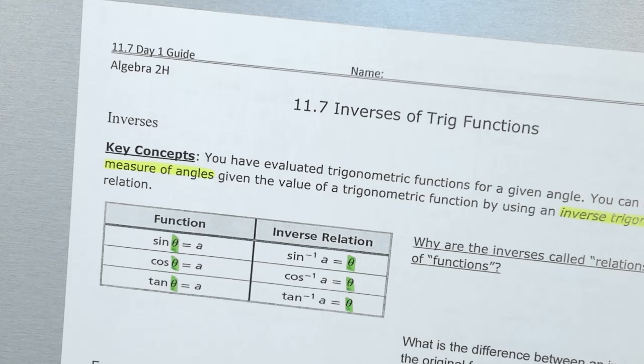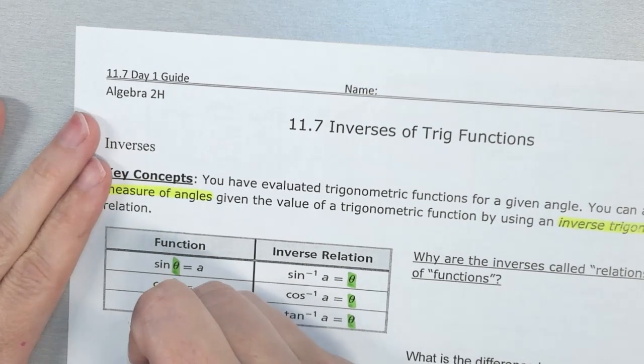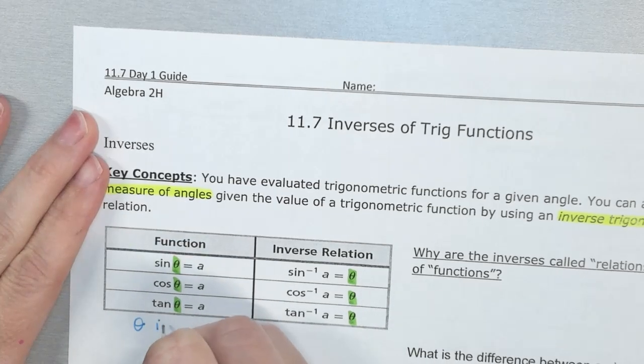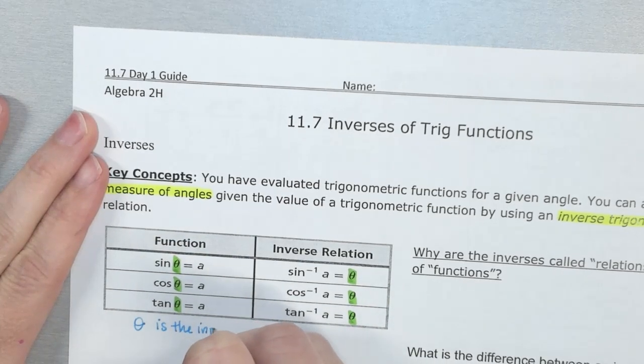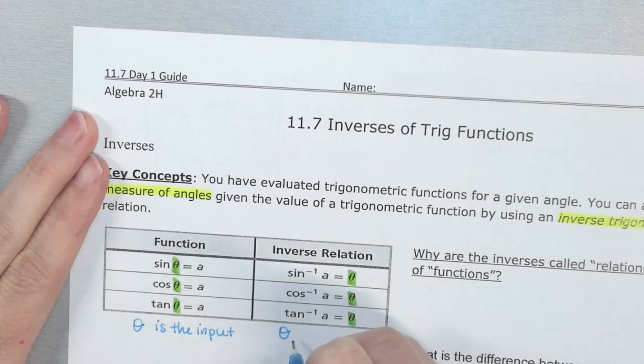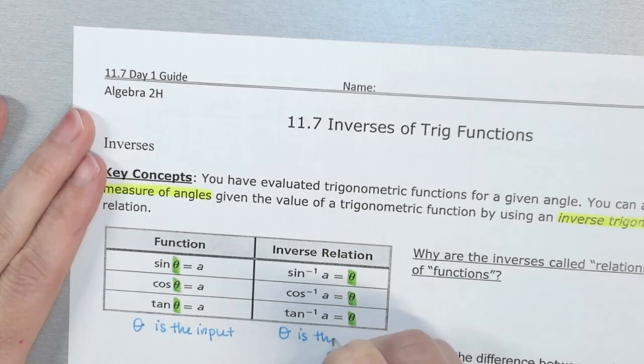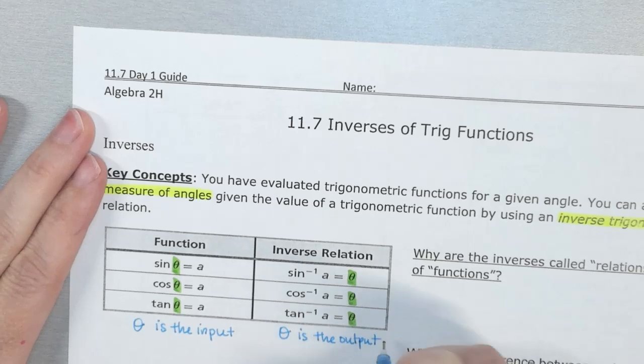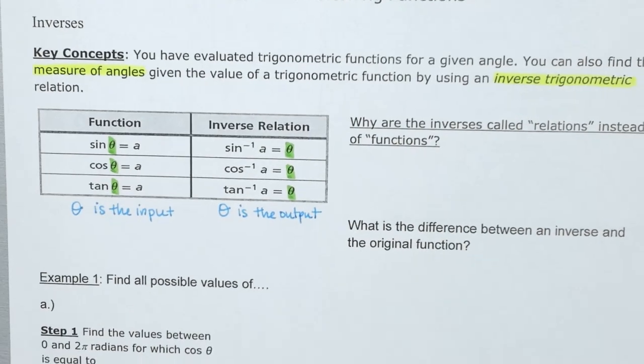So I asked you guys to think about the inverse function. Do you guys remember what happens with your functions? What happens with those input and output values? So here theta is the input. For the inverse, theta is the output. So what happened? Yeah, they're just going to switch.